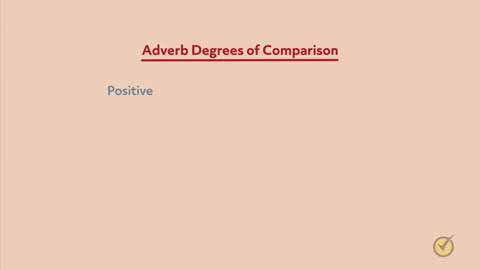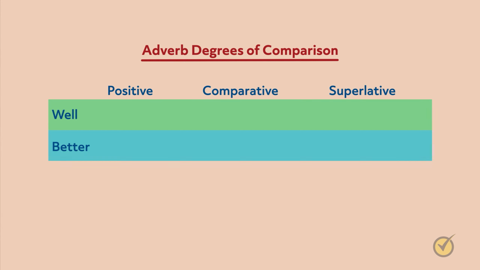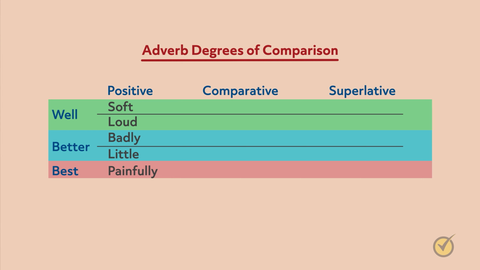Adverbs not only modify verbs, they are also used to describe comparisons of 2 things. Adverbs have 3 degrees of comparison: positive, comparative, and superlative. The best way to explain positive, comparative, and superlative adverbs is to think of them as well, better, and best. When we want to describe the quality of something, we can say the thing itself is done well. That would be a positive adverb.